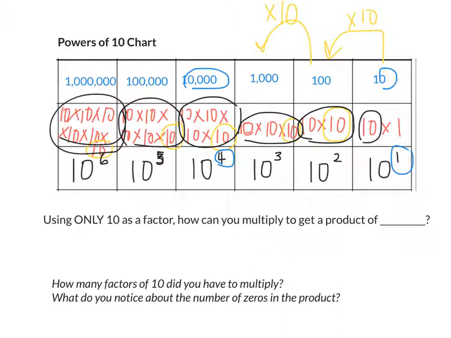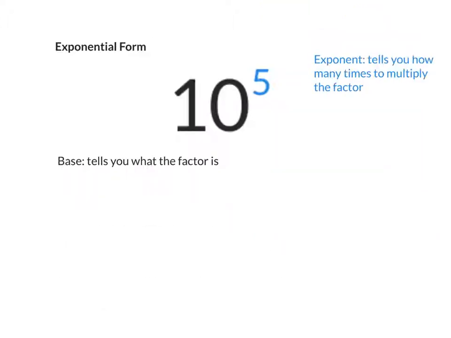Okay, so the exponent tells you the number of factors of 10 in that number, which is also what the zeros tell you. When we write numbers using exponents, it's called exponential form. Everyone say exponential form. Exponential form. And there's two parts to an exponential form.